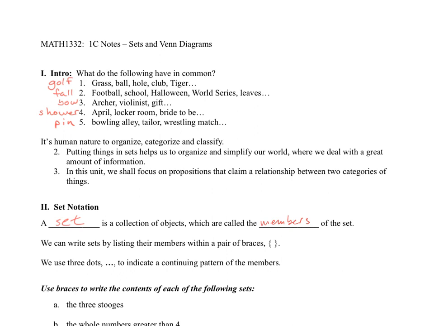All right. When we deal with sets, we can use these curly braces to encapsulate the idea of what the set is, and sometimes we'll need to use some dots to indicate a continuing pattern of the members. Let's take a look at some examples down below.